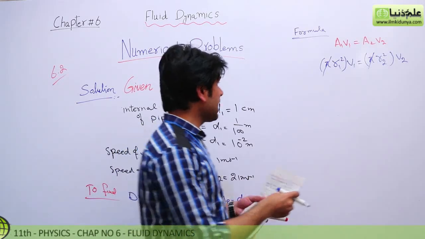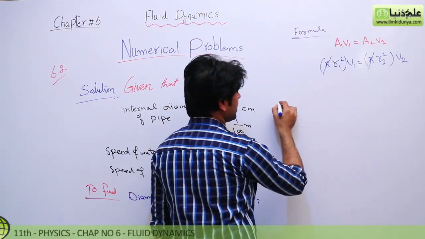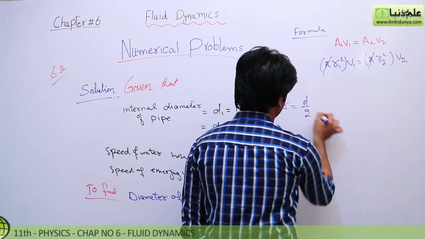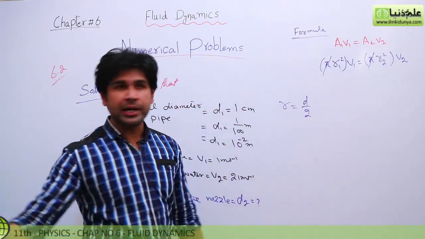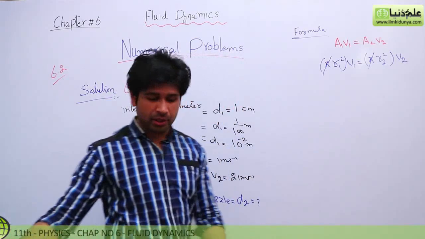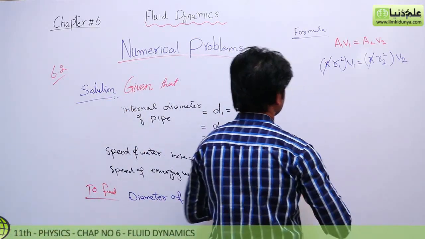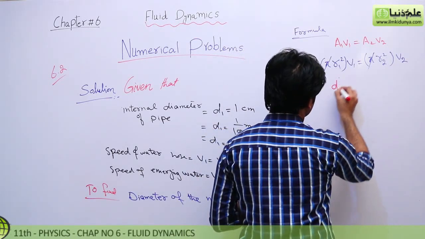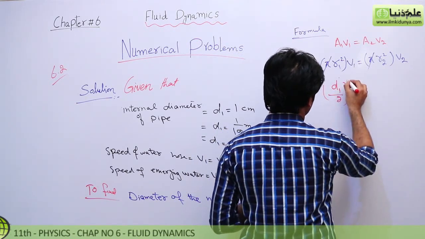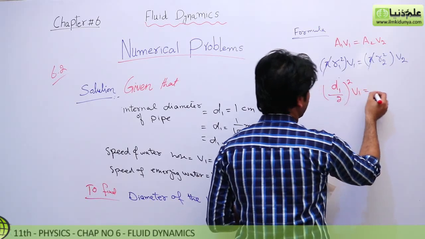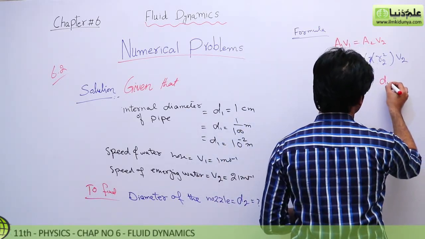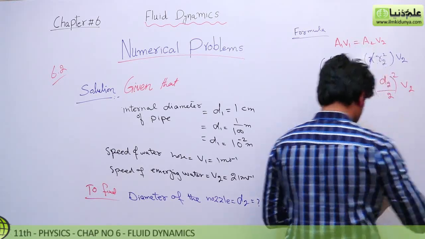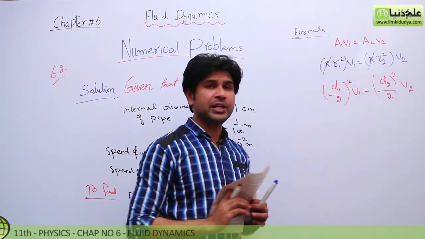Now you know very well that the radius of a circular body is equal to half of the diameter. So we can replace the radius by half of the diameter. It should be like that: D1 over 2 whole square V1, and on the other side we can write D2 over 2 whole square into V2. So students, here we will have to find out the D2.